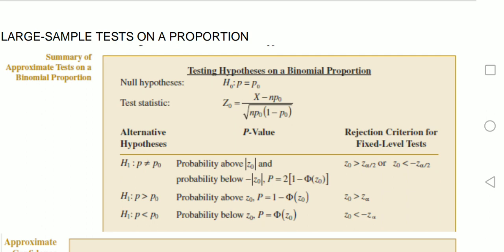and we have the rejection criteria the same as testing about mean, just only for a Z value. Suppose for the alternative hypothesis P not equal to P naught, we have the rejection criteria Z naught greater than Z alpha by 2 or Z naught less than minus Z alpha by 2 for two-sided test. For P greater than P naught, we have the rejection criteria Z naught greater than Z alpha. For P less than P naught, we have the rejection criteria Z naught less than minus Z alpha.